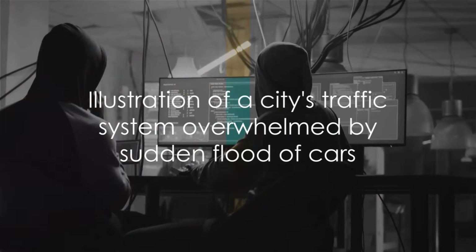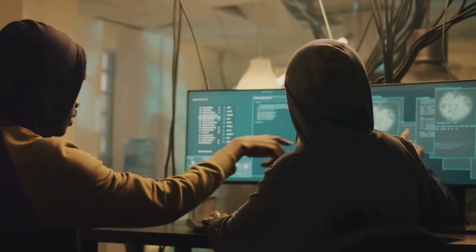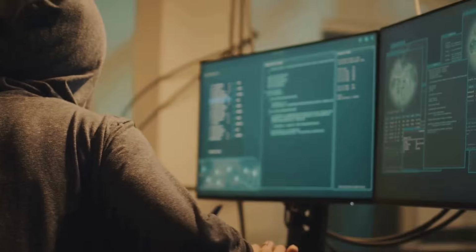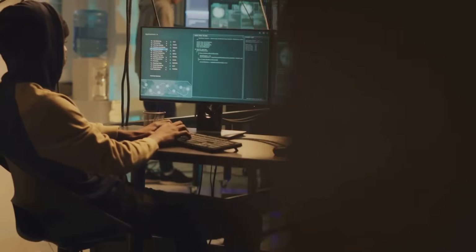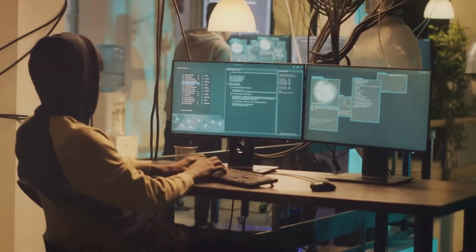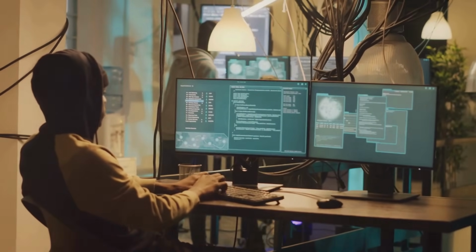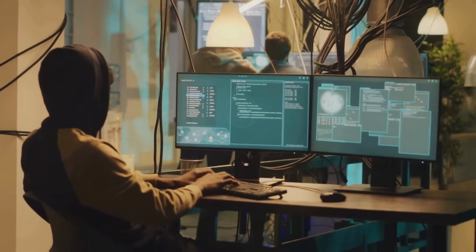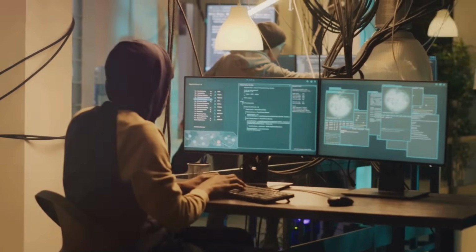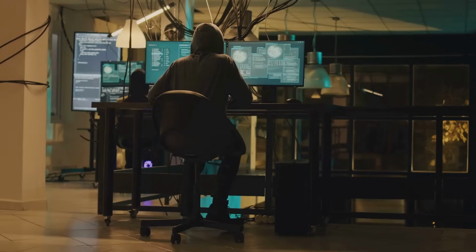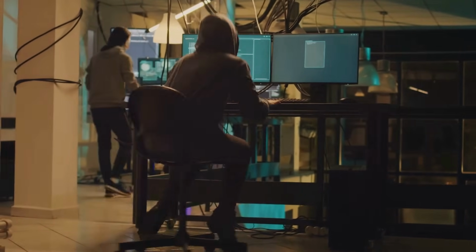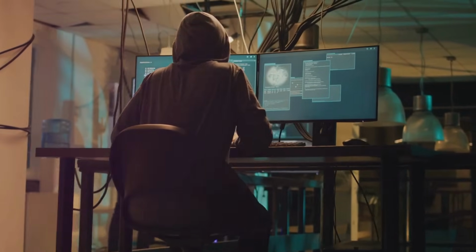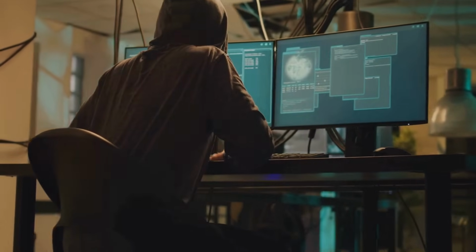Imagine a city's traffic system. Cars flow smoothly most of the time, with traffic signals managing the flow to prevent congestion. Now imagine if thousands of extra cars suddenly flooded the streets, all trying to get to the same place at the same time. The traffic system would be overwhelmed, leading to gridlock. This is essentially what happens in a DDoS attack. The target system, like the city's traffic system, is designed to handle a certain amount of traffic. But when a flood of extra traffic comes in, it can't cope.